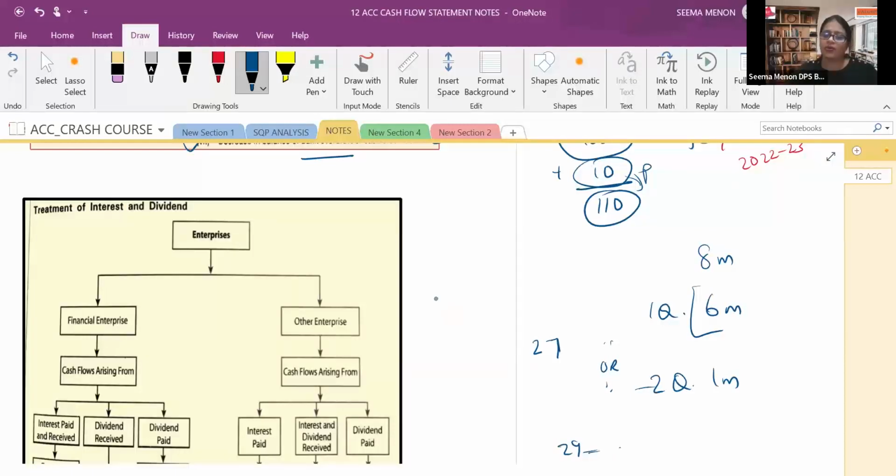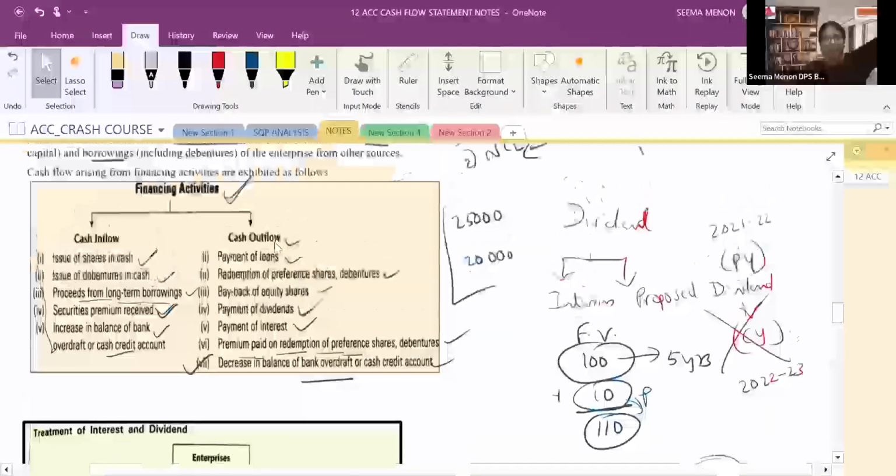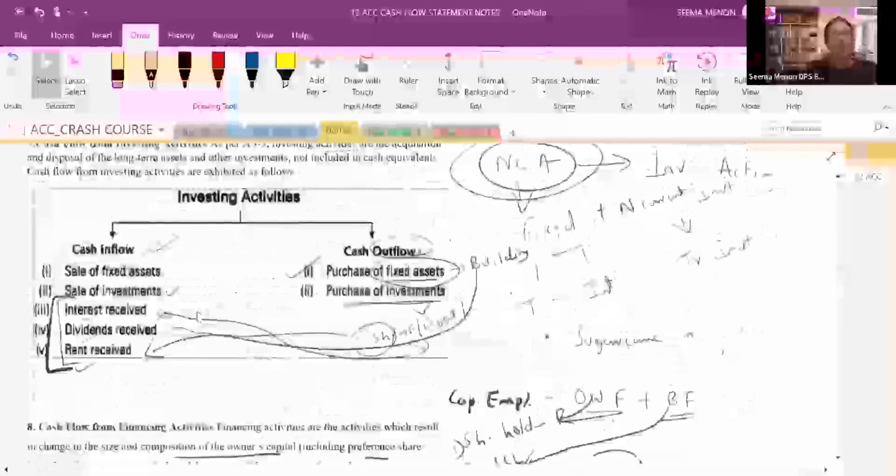And this question number 29, no option. So there will be 8 marker question, but asking for 9 mark. So it is compulsory, you should understand. Again, coming into the interest and dividend, whatever I explained under the heading operating, investing, and financing activity.